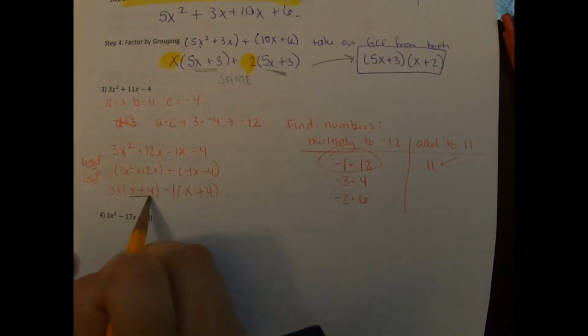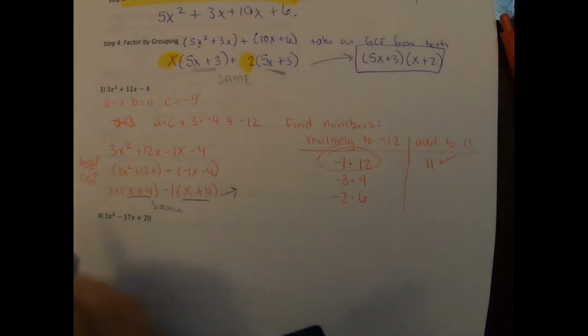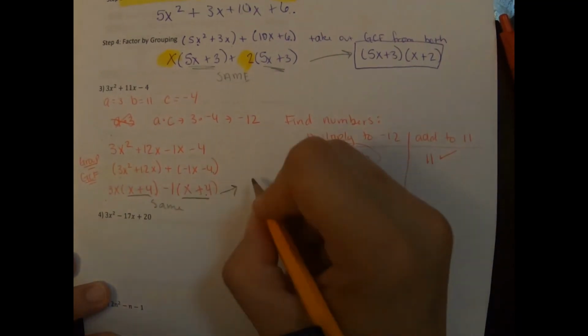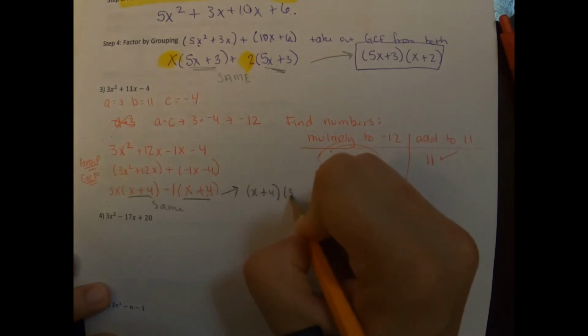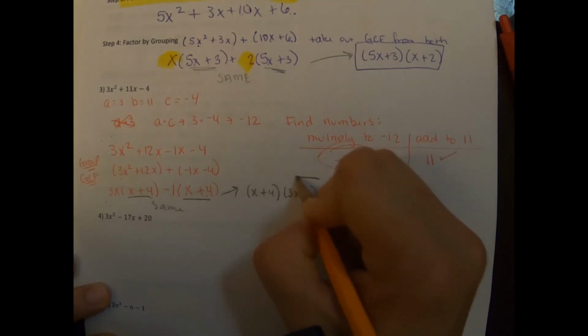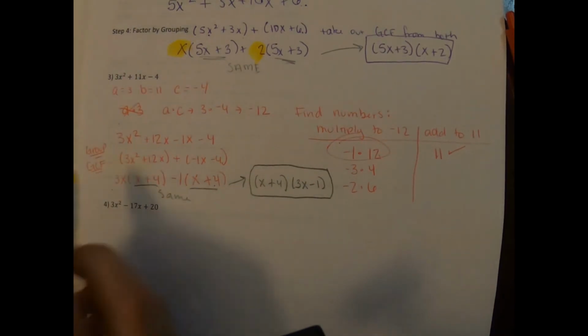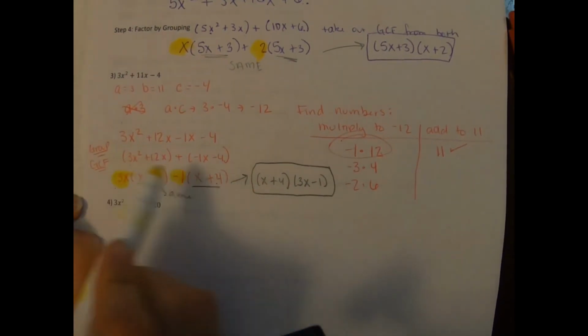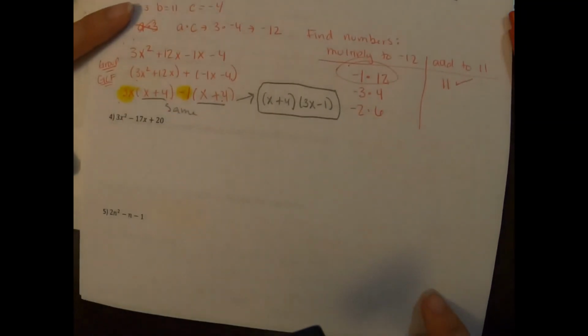All right, just like last week, these are the same. So to finish up, we're going to have one set of x plus 4 and then the 3x minus 1 as your second factor. They come together. All right, next two.